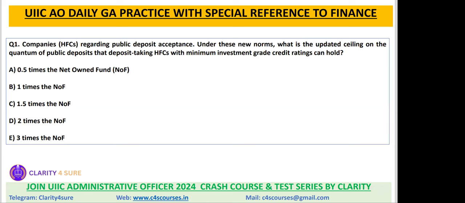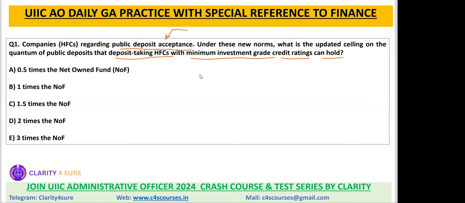So the first question for the session is on housing finance companies, regarding public deposit acceptance. There have been some regulations issued by the RBI in this case. Under the new norms, what is the updated ceiling on the quantum of public deposits that deposit taking HFCs with minimum investment grade credit ratings can hold?